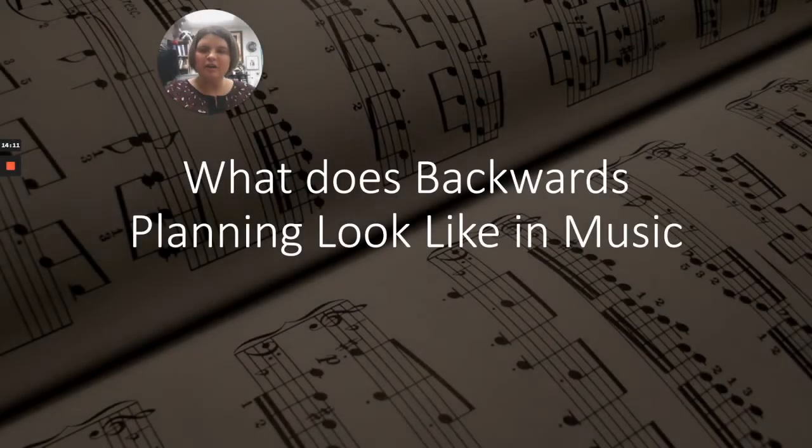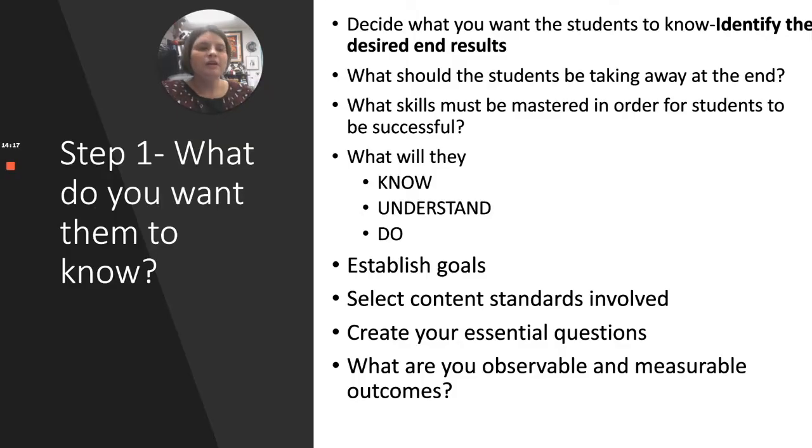So next we're going to talk about what backwards planning looks like in the music classroom. For our first step, we know in backwards planning, we first want to look at what you want them to know. What is your end result? What must the students be able to do and take away at the end of the learning unit or the learning cycle? So what skills are they going to master?